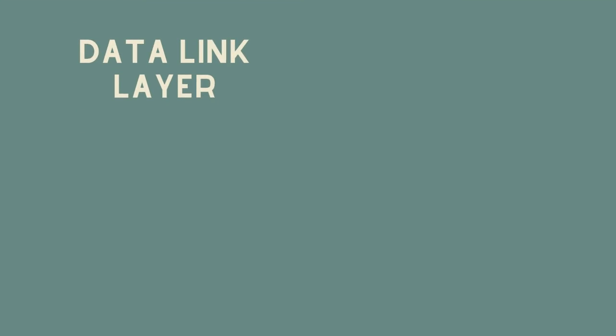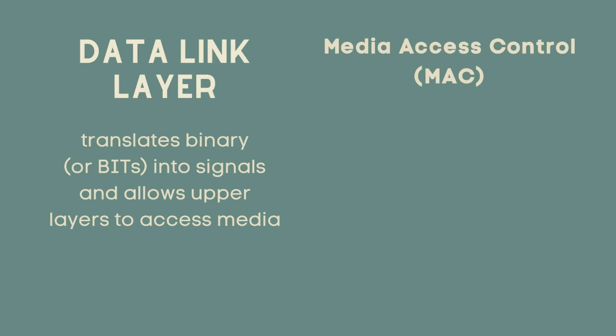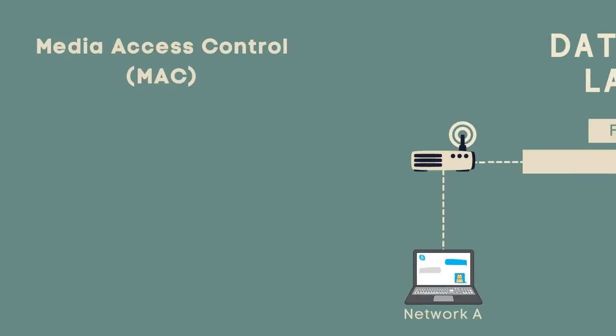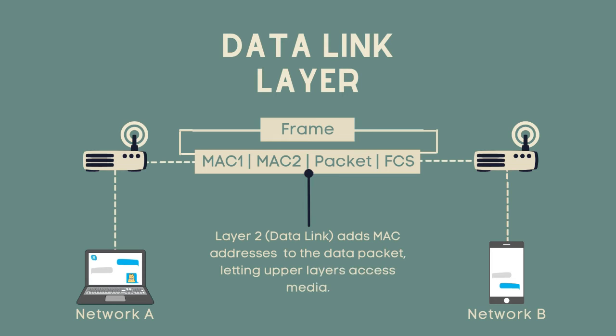Data link layer translates binary or bits into signals and allows upper layers to access media. A MAC address is a hardware identification number that uniquely identifies each device on a network. Layer 2, or data link, receives packets from layer 3, whereas layer 3 performs logical addressing, IPv4, IPv6. Layer 2 performs physical addressing. It adds sender and receiver MAC addresses to the packet to form a data unit called a frame.